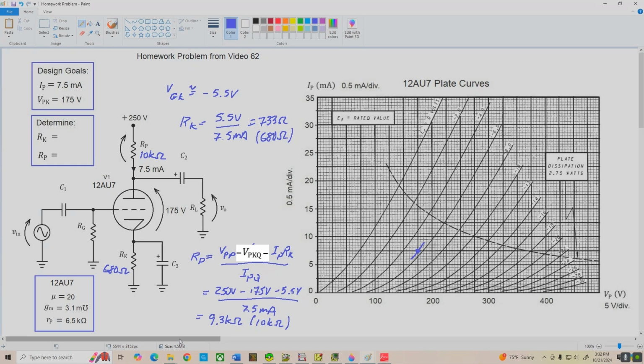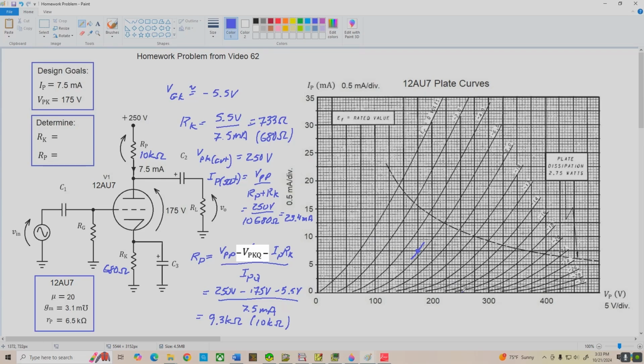The next logical thing for us to do is to sketch in our DC load lines, so let's do that. Our VPK in cutoff is equal to VPP, so that's 250 volts, and our plate saturation current, IP sat, is equal to VPP over RP plus RK. So that's 250 volts divided by 10K plus 680 ohms, and that works out to be about 23.4 milliamps.